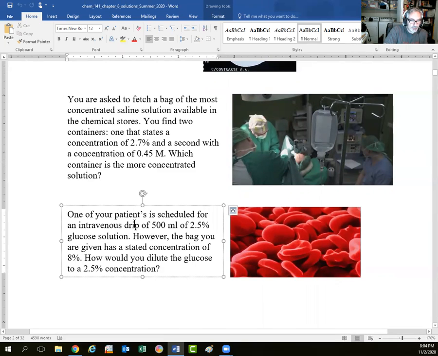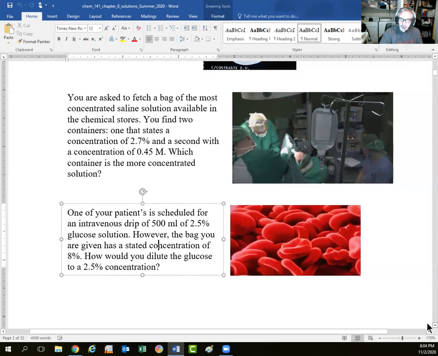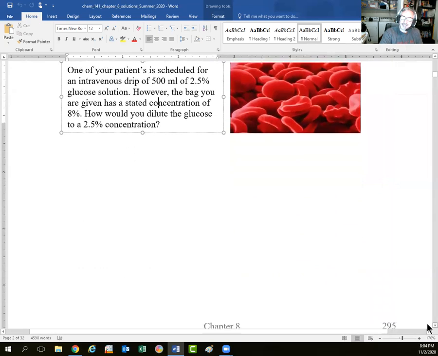Finally, a patient with an intravenous drip looking for 2.5% glucose solution. However, the bag they give you has a stated concentration of 8%. So what could you do to create a 2.5% concentration of solution? We'll talk about that in the chapter as well. All very relevant for our healthcare professionals.